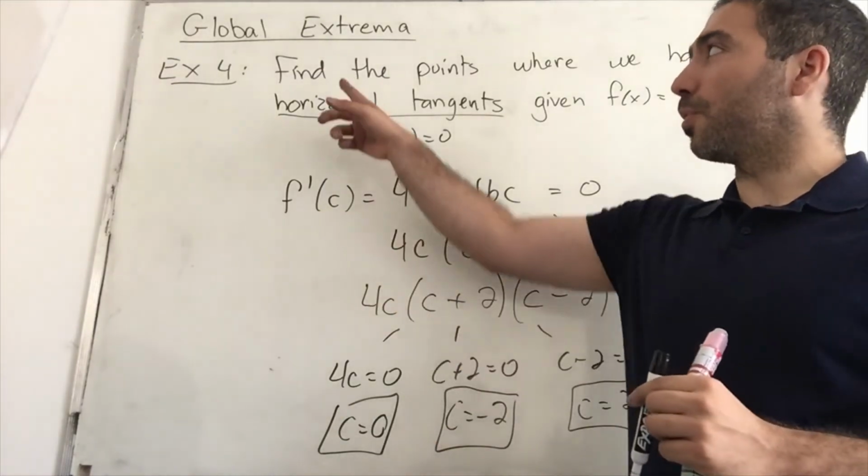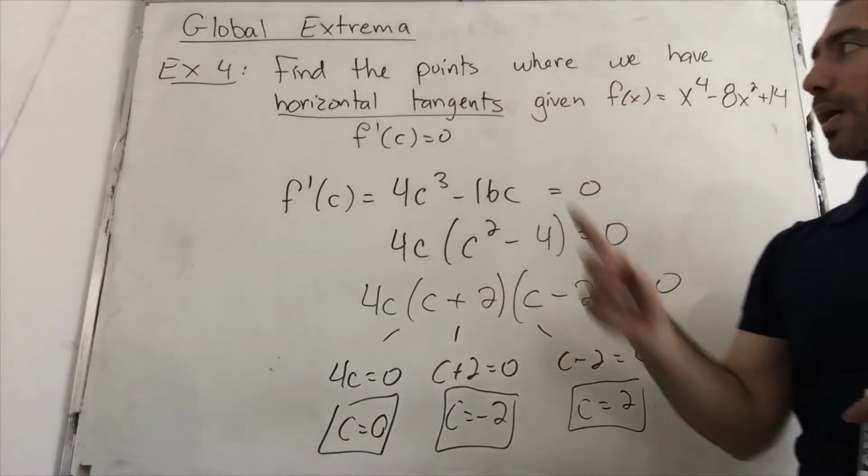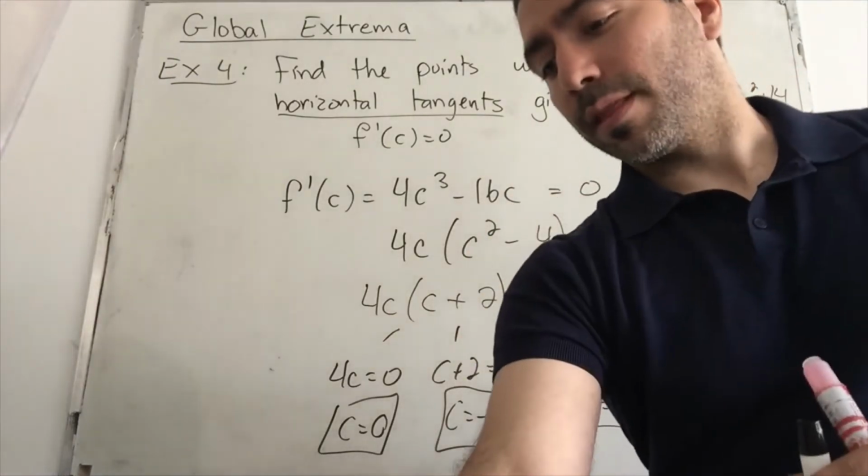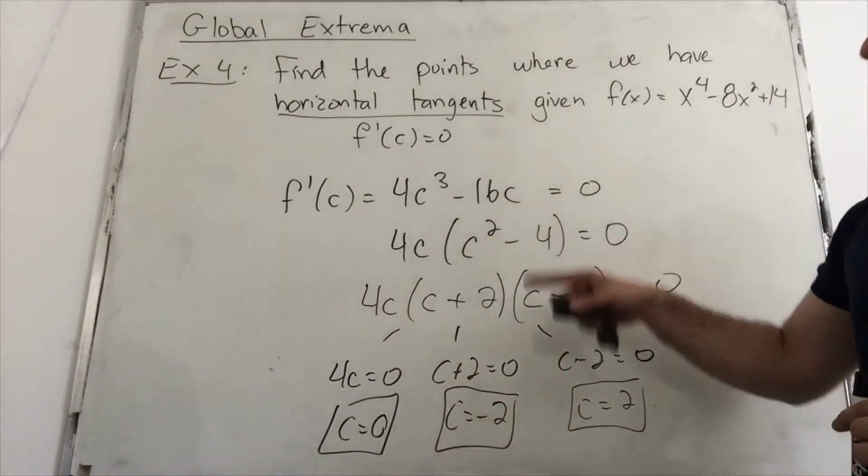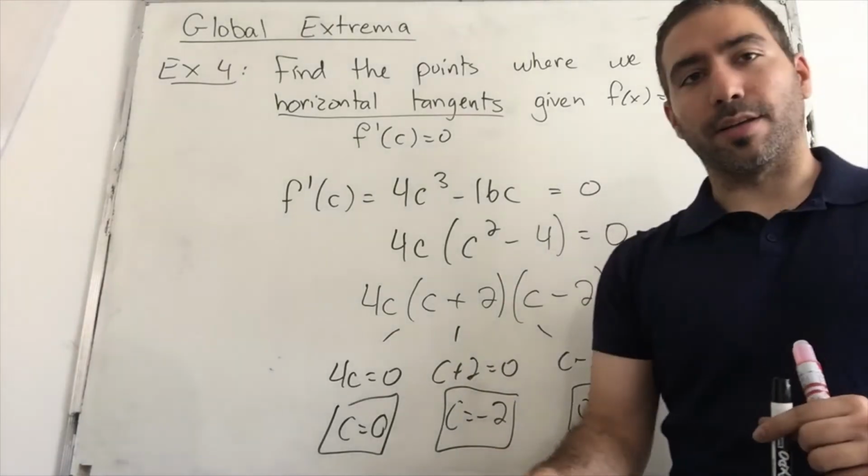But it's asking us for the point. Find the points where we have horizontal tangents. So let's go ahead and, for each value, substitute it back into the original function and get the entire point.